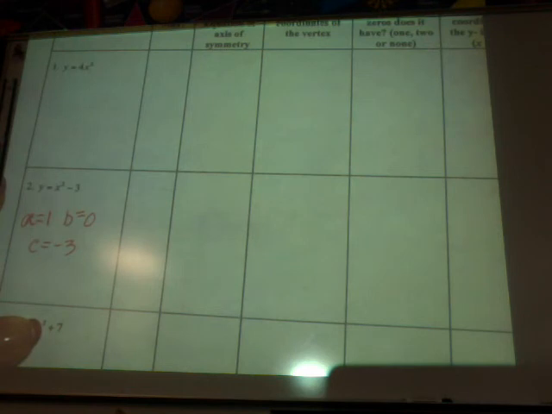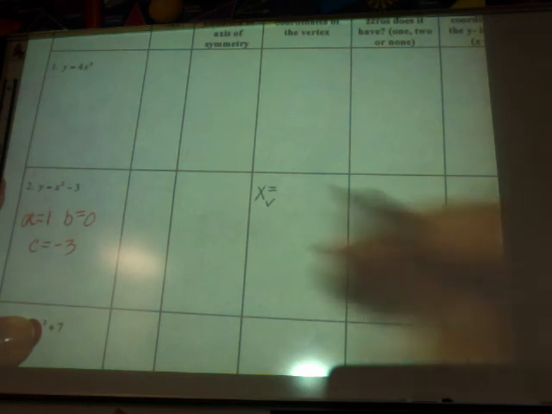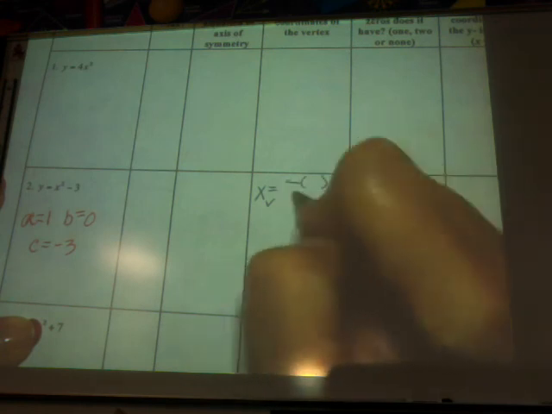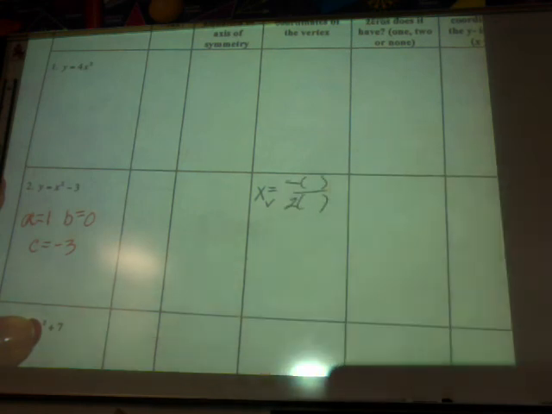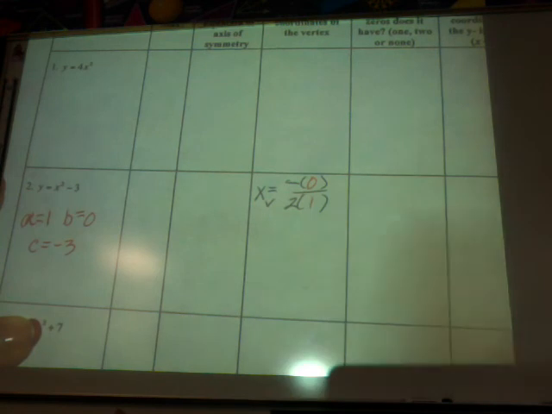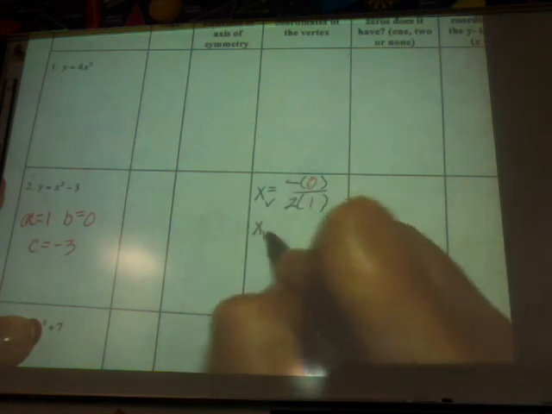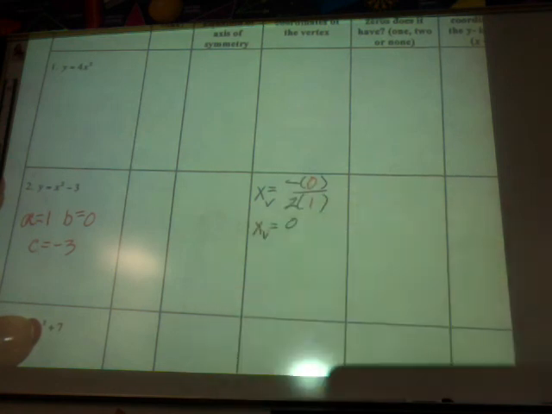All right. So then we're going to find the x value of the vertex. So x is equal to, and I'm going to put a little v for vertex, the opposite of b over 2a. I'm going to put in 0 for b and 1 for a. What's the opposite of 0? 0. What's 0 divided by anything? 0. So the x value of the vertex is 0. How nice. That should be really simple to plug in, shouldn't it?